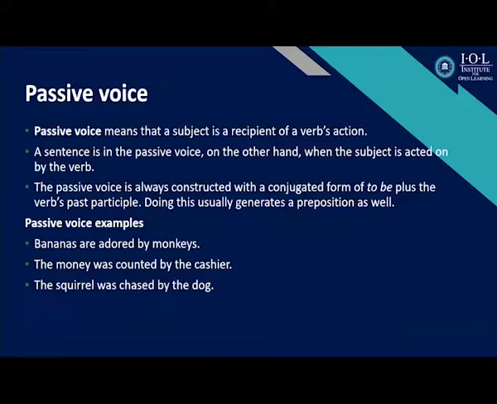Then you have the passive voice, which means in the sentence, the subject is a recipient of the verb's action. For instance, in a sentence in the passive voice, when the subject is acted upon by the verb, it becomes a passive voice. The passive voice is always constructed with a conjugated form of the verb to be, plus the verb's past participle. So, for instance, we have the sentence that says, bananas are adored by monkeys. The money was counted by the cashier. The squirrel was chased by the dog.